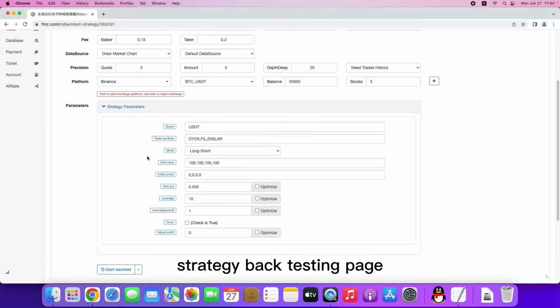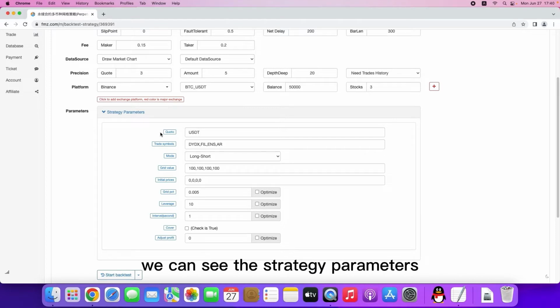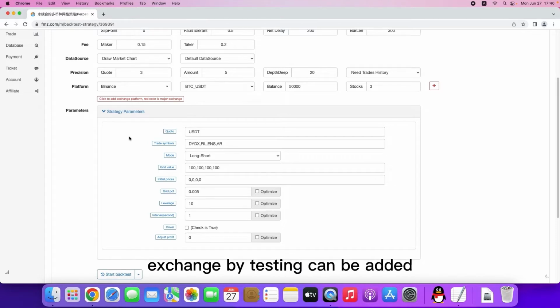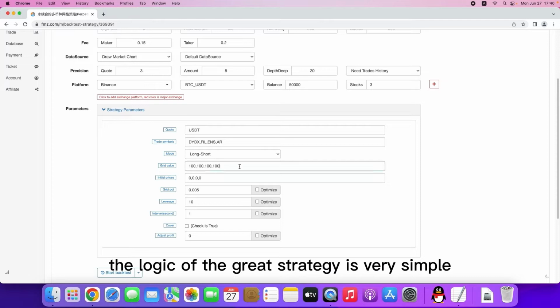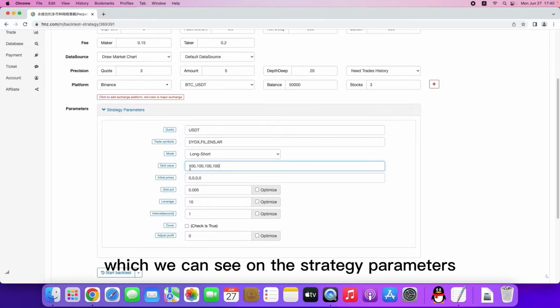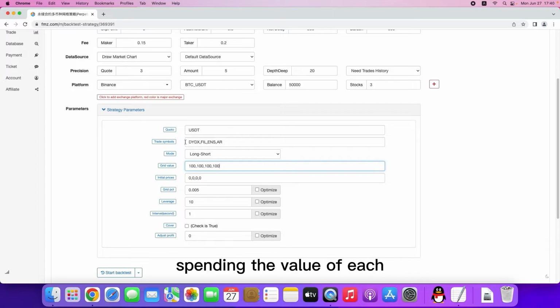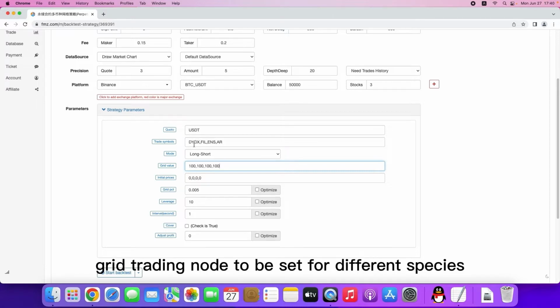On this strategy backtesting page, we can see the strategy parameters. Exchange backtesting can be added. The logic of the grid strategy is very simple, with only two core parameters. The first one is the grid trading value, which we can see on the strategy parameters. Since this is a multi-species strategy, it can be separated by commas, spacing the value of each grid trading node to be set for different species.